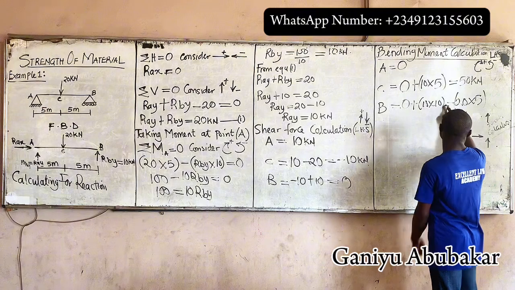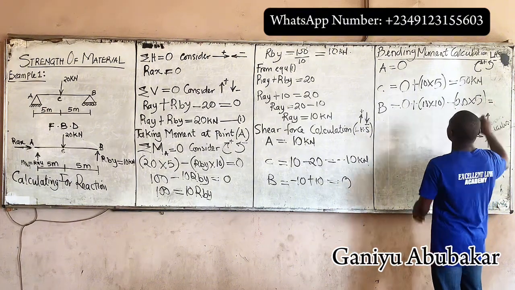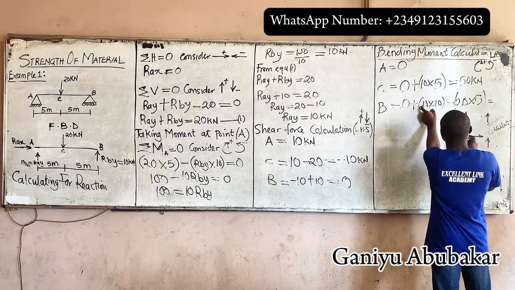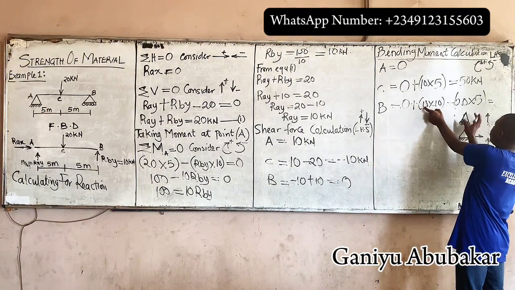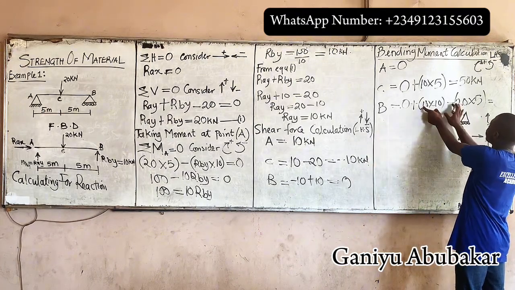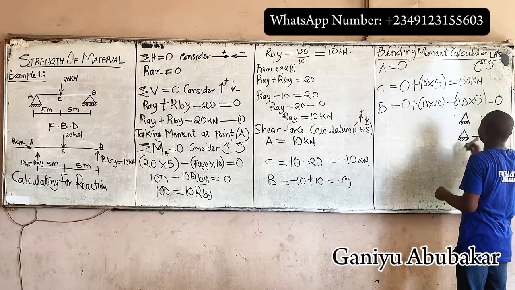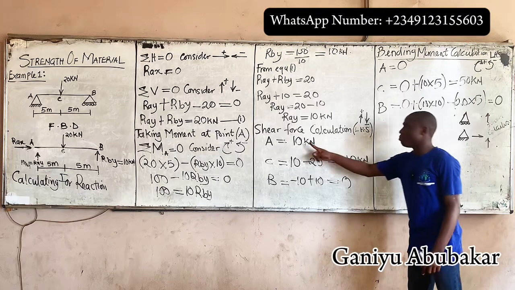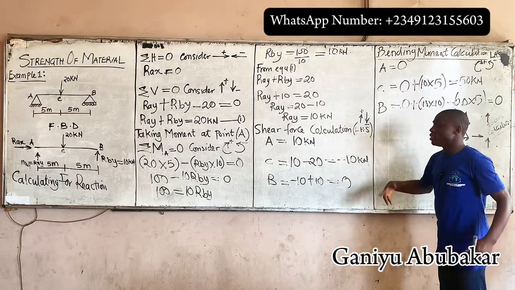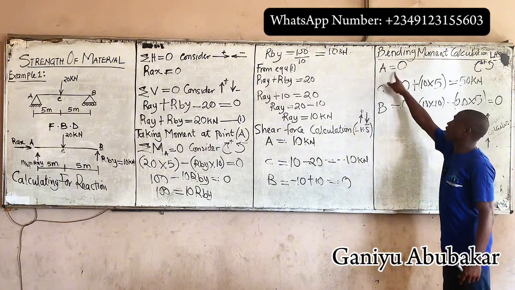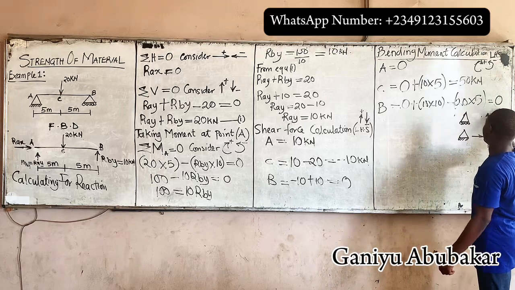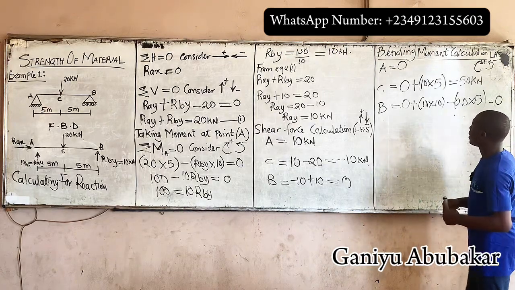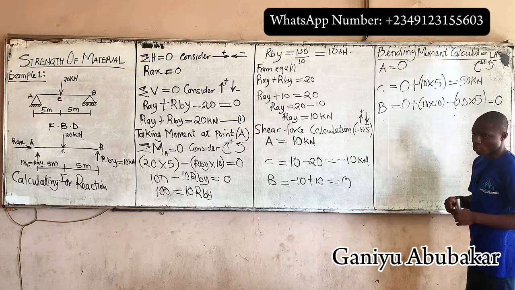So this is now equal to, this is 100, right? So this is 10 times 10 is 100. 20 times 5 is 100. 100 minus 100 is of course 0. So we said shear force starts with a number and ends with 0. Similarly, bending moment starts with 0 and always ends with 0. So that's the concept behind bending moment and shear force calculation.